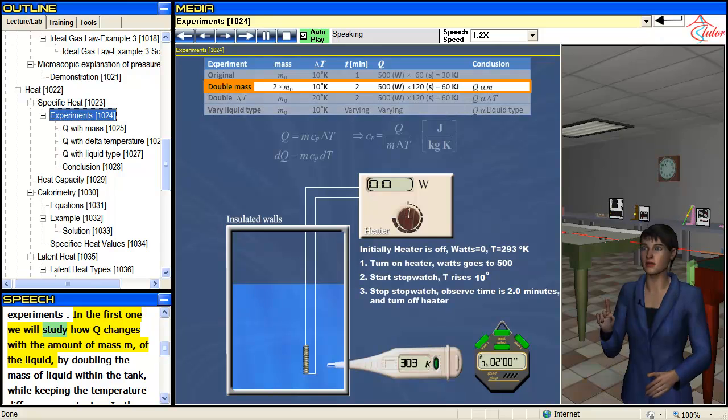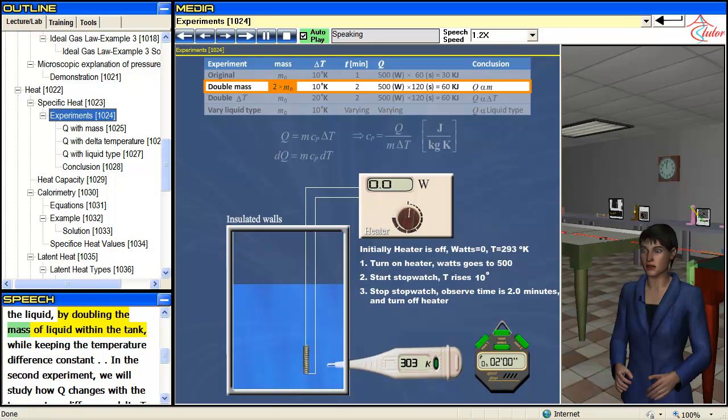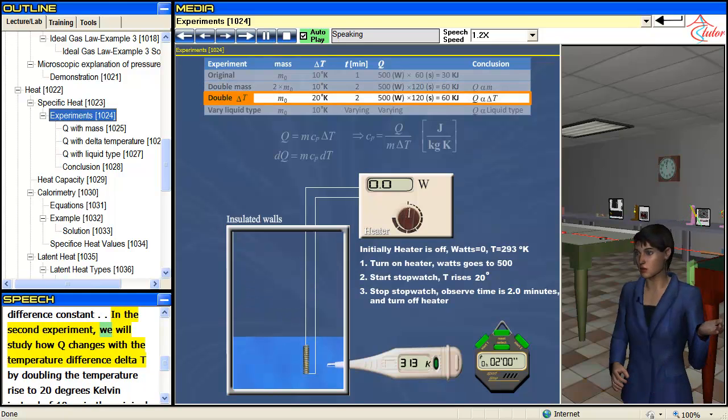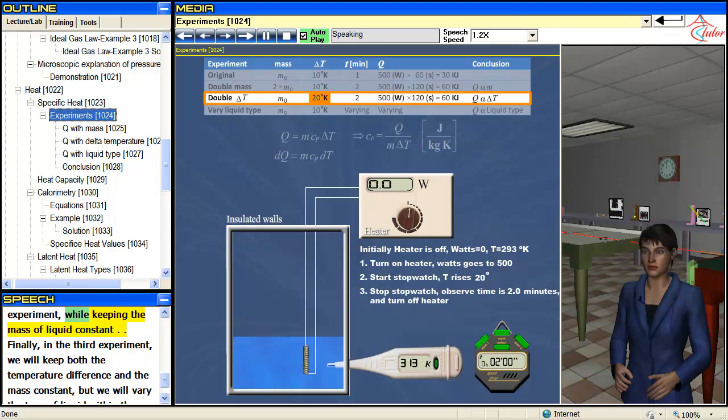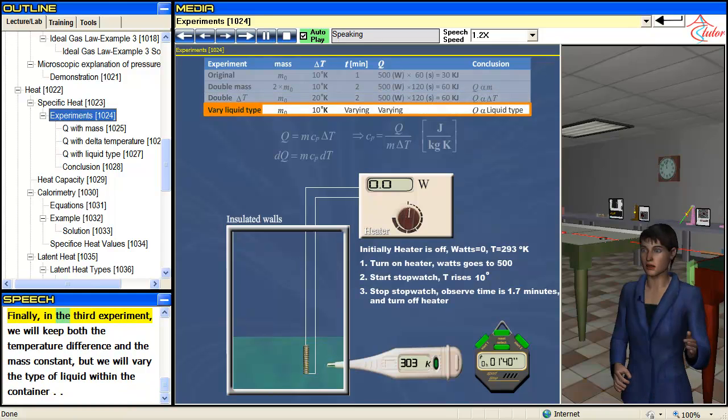In the first one we will study how Q changes with the amount of mass m of the liquid, by doubling the mass of liquid within the tank, while keeping the temperature difference constant. In the second experiment, we will study how Q changes with the temperature difference delta T, by doubling the temperature rise to 20 degrees Kelvin instead of 10 as in the original experiment, while keeping the mass of liquid constant. Finally, in the third experiment, we will keep both the temperature difference and the mass constant, but we will vary the type of liquid within the container.